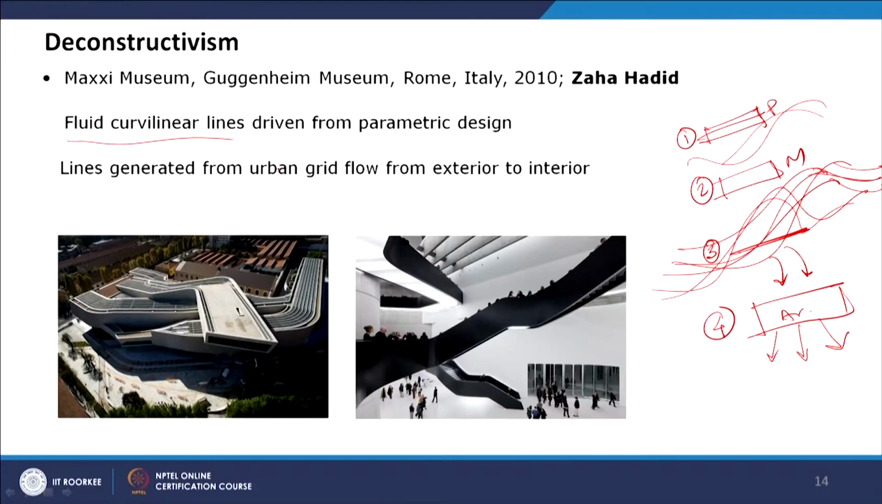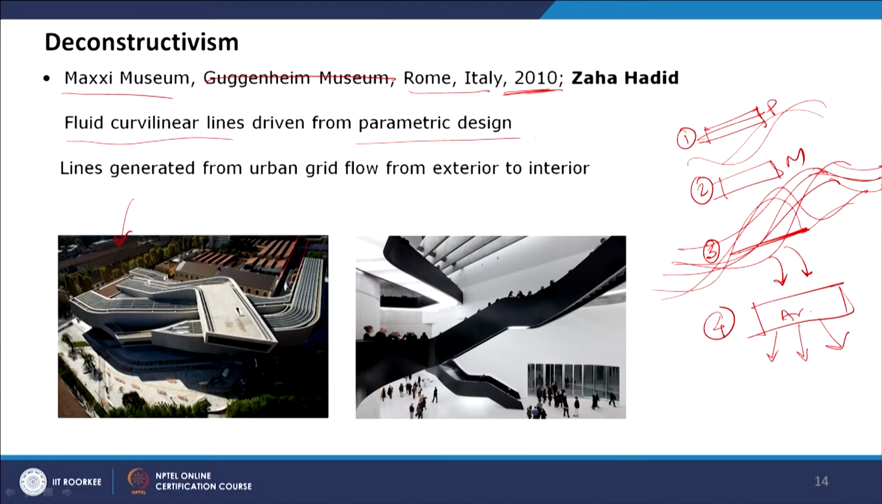These fluid curvilinear lines are driven by parametric design, and the lines are generated. In the case of the MAXXI Museum in Rome, Italy, which was designed in 2010, the design came through the urban grid. The urban grid line, which comes from the pathways, the nodes, and the other built forms, starts as a parallel line, and then it flows and ends as a parallel line of the other building. So it is contextually responding to the other lines in the surroundings.